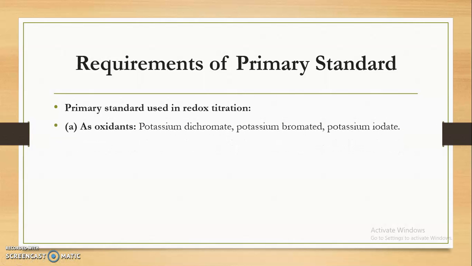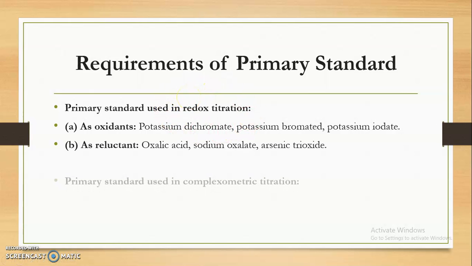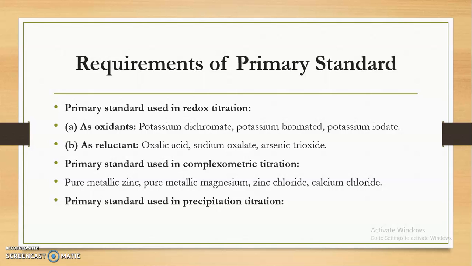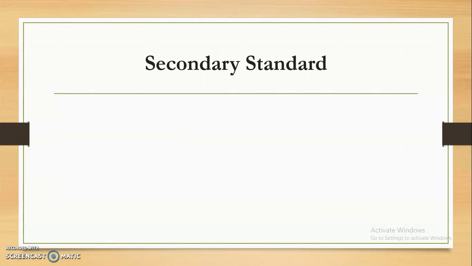Then the primary standards used in redox titration are also of two types. As oxidants, potassium dichromate, potassium bromate and potassium iodate. Then as a reductant, oxalic acid. Again here you can see oxalic acid is used in neutralization titration as well as redox titration. Then sodium oxalate and arsenic trioxide. Then primary standards used in complexometric titration: pure metallic zinc, pure metallic magnesium, zinc chloride and calcium chloride. Then primary standards used in precipitation titration: sodium chloride, potassium chloride and potassium bromide. So these are the various primary standards used in the different types of titrations.